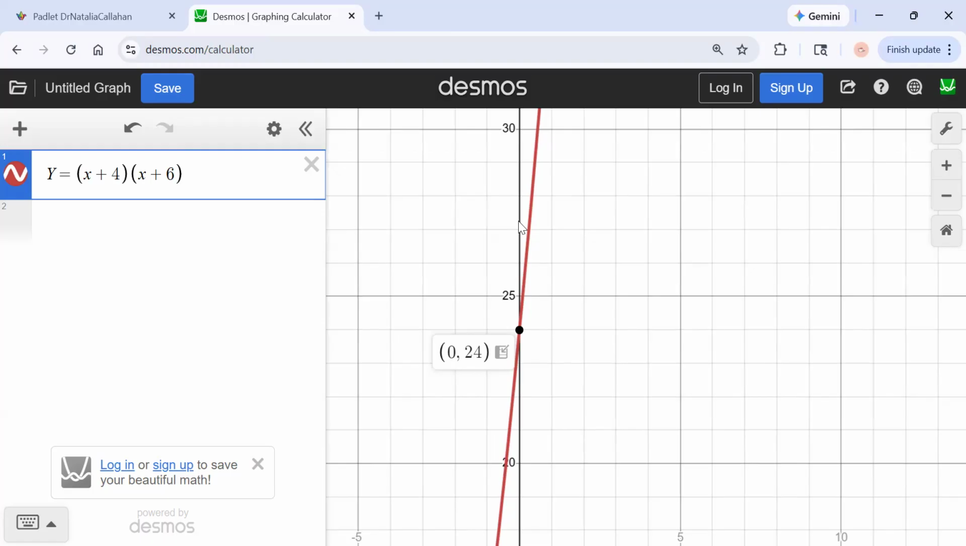You got that? Did you write it down? You just need to write it down. You don't need to draw it. You just need to write it down. Did you write it down? 0, 25 for the y-intercept.